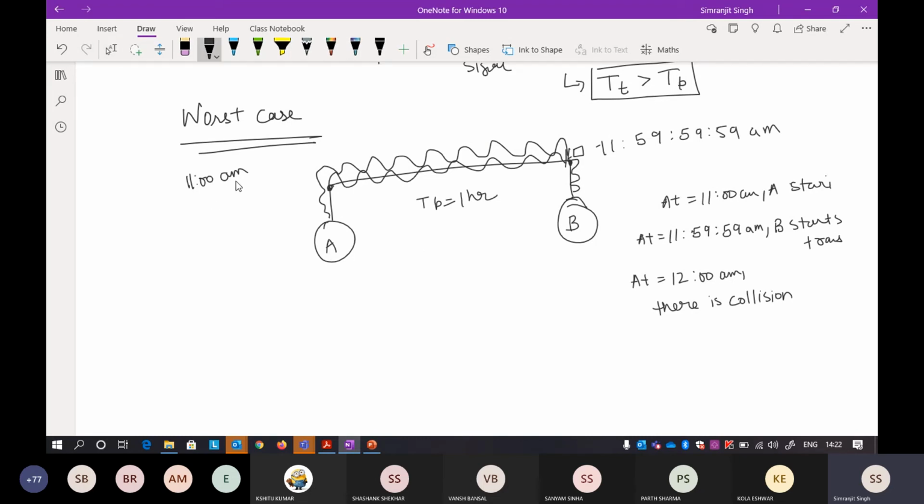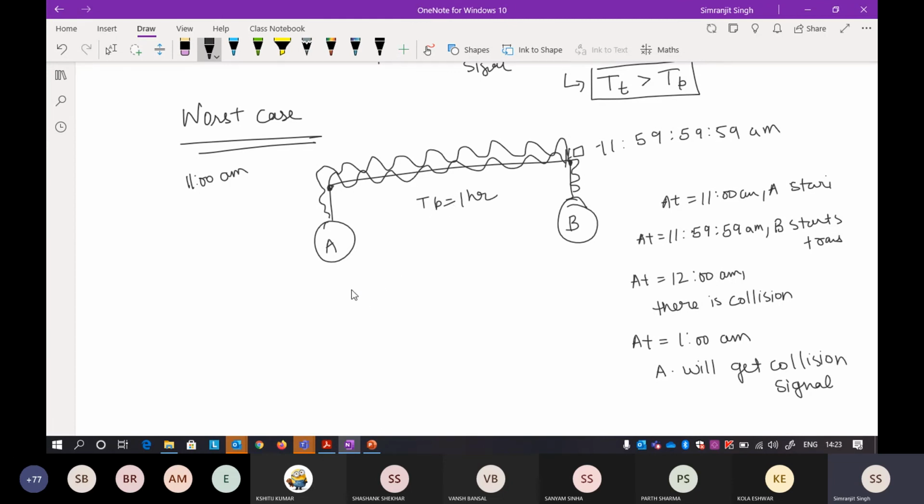Suppose this particular station transmitted the packet at 11 a.m. It will get back the collision signal after 2 hours. Okay, so at approximately 1 a.m., station A will get the collision signal. If you're seeing here, A will get the collision signal. This is almost twice the propagation delay.